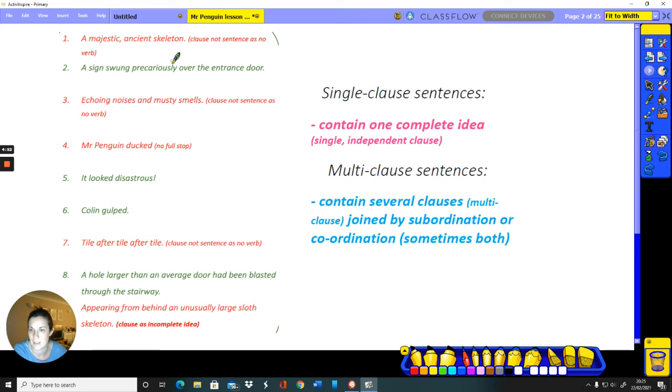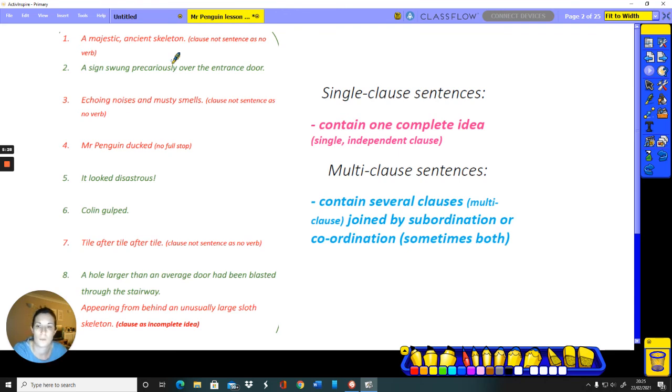Number 8 is definitely a sentence. A hole larger than an average door had been blasted through the stairway. So that is a complete idea, there's a verb, had been blasted through the stairway. So there is a complete idea. It is a single clause. And then number 9 is highlighted in red, and that's because it is an incomplete idea. It does not make sense on its own. Appearing from behind an unusually large sloth skeleton.